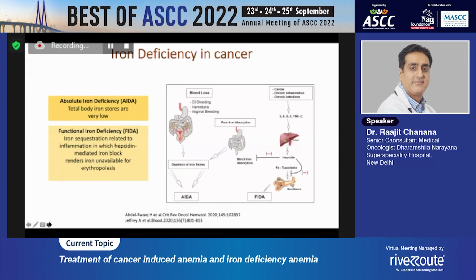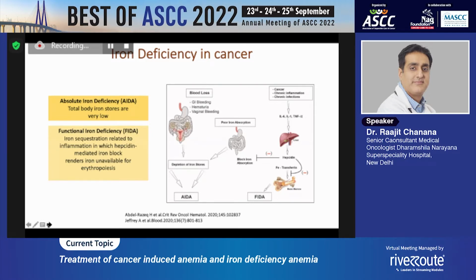So coming to iron deficiency in cancer patients, there are two basic types of iron deficiency. First is the absolute iron deficiency, where the total iron body stores are very low. Second is the functional iron deficiency, that is iron sequestration related to inflammation, in which hepcidin mediated iron block renders the iron not available for erythropoiesis.